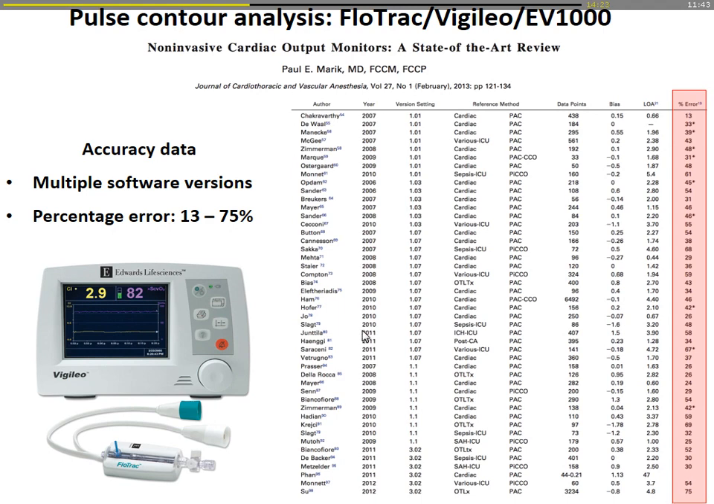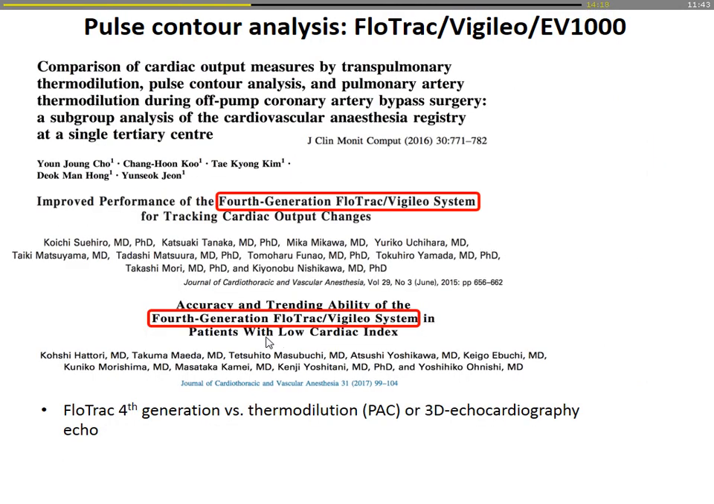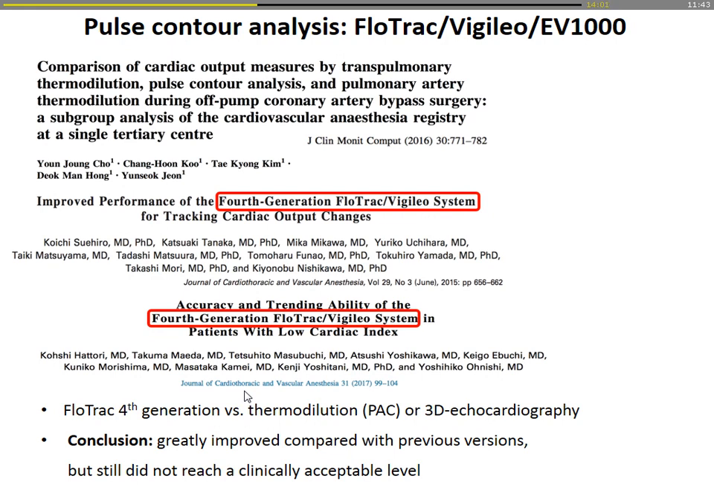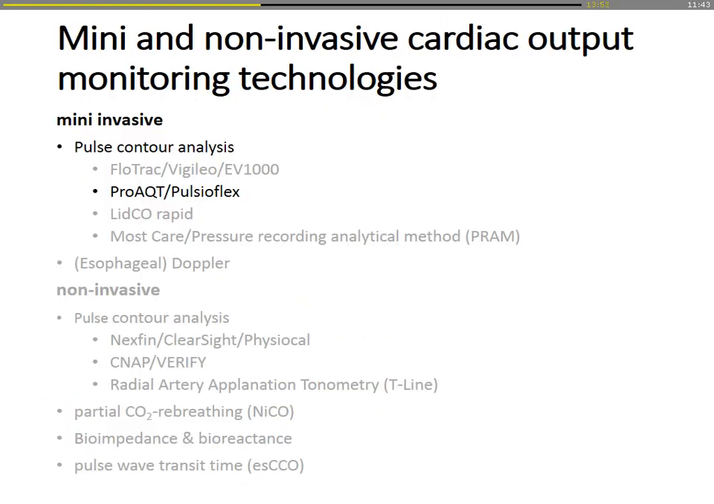So it's quite variable, and in the meantime, we have a fourth generation software, and these are studies looking at this fourth generation software, but still they come to the conclusion that if you compare it to the gold standard thermodilution or 3D echo measurements of cardiac output, it's not quite accurate. So it did greatly improve compared to the previous software versions, but still not acceptable.